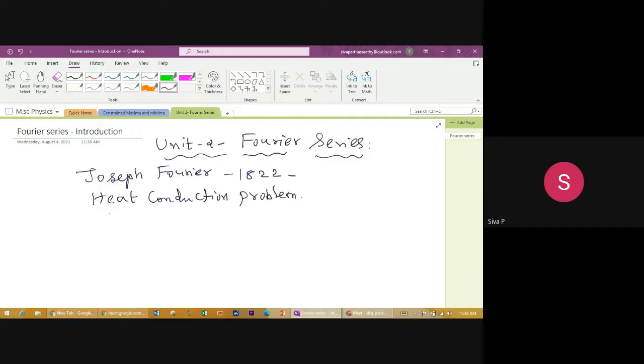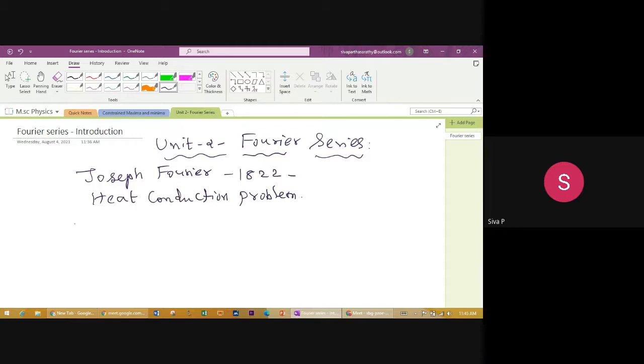When the function is an algebraic function, we can transform it from an algebraic function to a trigonometric function for convenience. So he introduced one series that is called the Fourier series. Actually, he was a French mathematician.